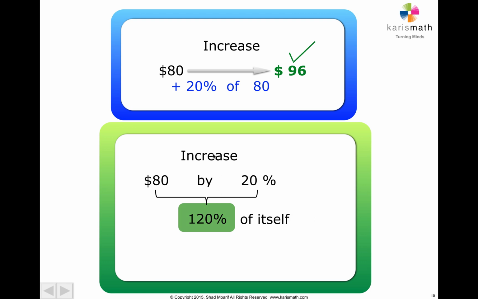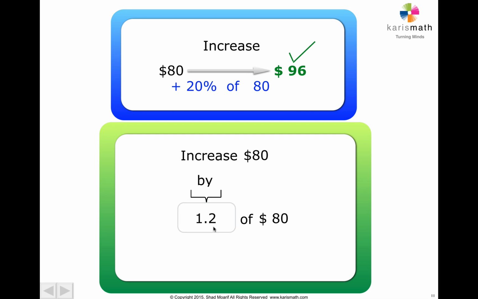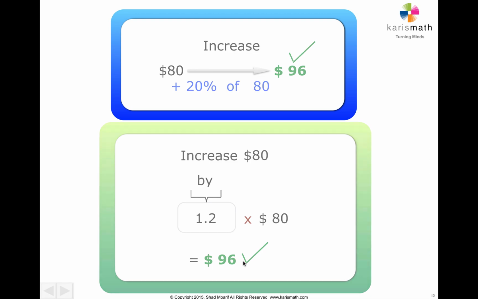So if you increase the original, which is $80, by 120%, let's try it. Increase $80 by 120%. What happens then? Well, 120% means 120 divided by 100, which would be 1.2, of itself, of $80, which means multiply by $80, and you get the answer directly right there. You get the answer directly, straight away. No hassle. So if you can get used to thinking this way, it would help because things will get much faster.